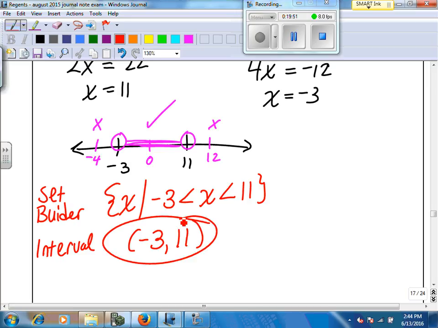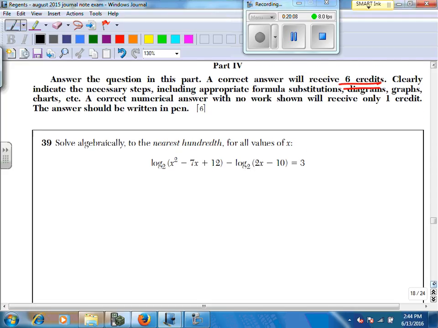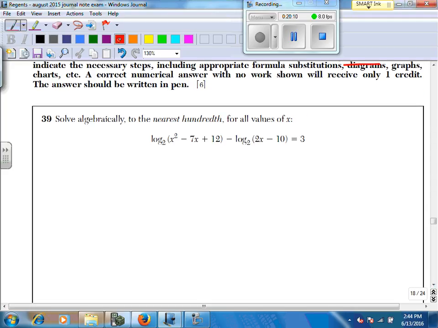I kind of prefer this. Okay, the last question, the 6-point question. You want to make sure that you put as much work as you can in this 6-point question. There's a lot of room to get partial credit here. Okay? Now, unfortunately for you guys, it's a log equation, and I know how most of you feel about logs, but it's really not too bad.